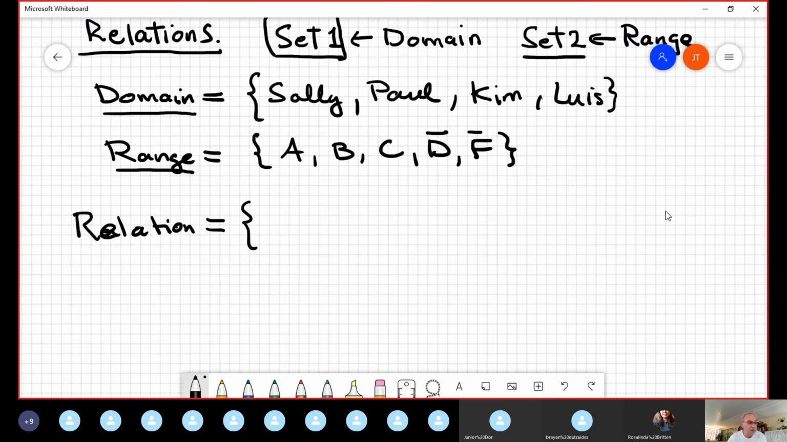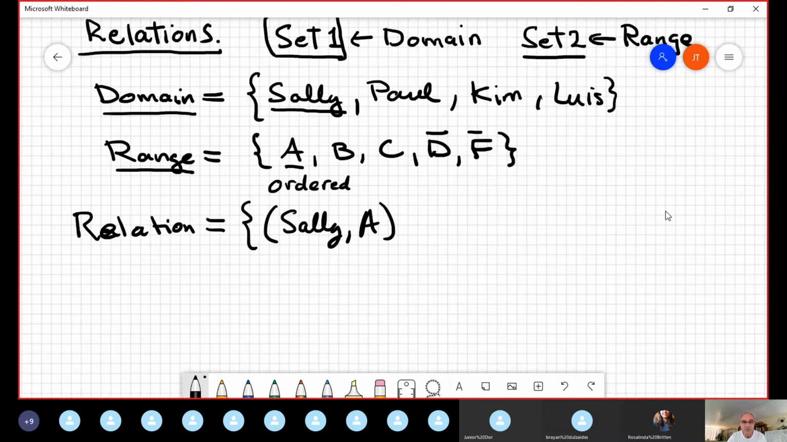Okay, so I try the association. For example, Sally, that's the first element in the domain. She got A. And what is the symbolic way to indicate that? Well, easy. You put open parenthesis, Sally, comma, A. And this is like an ordered pair. You have two elements, no? The first element is the first component, the component of the domain, and the second is the range. And you separate by comma. Each new element actually is an ordered pair.